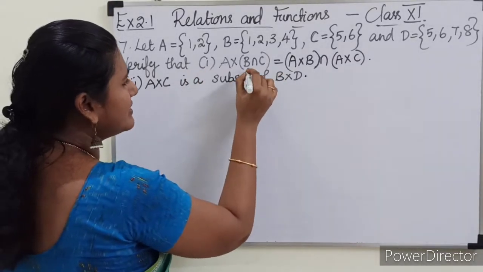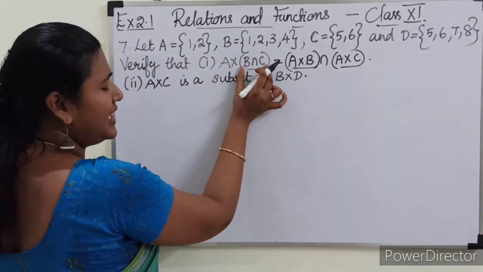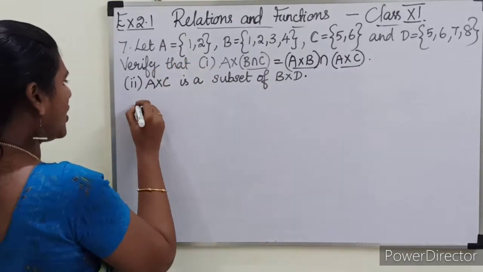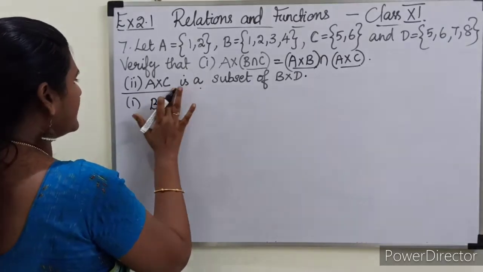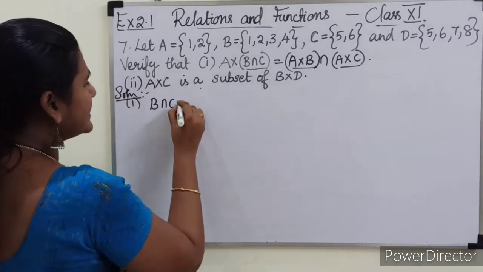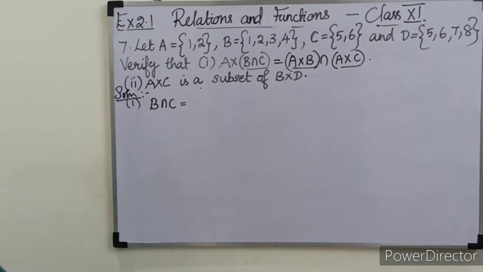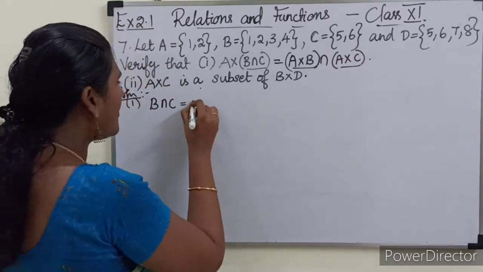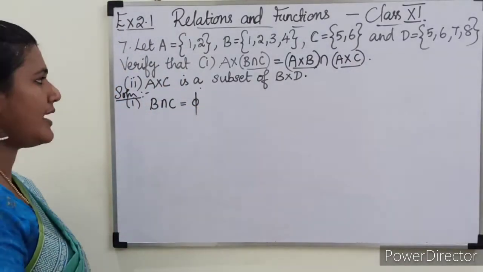So what are the things we need for the first part? We have to calculate B intersection C, then A cross (B intersection C). So the left side we will find out first. B intersection C, so this is our solution. The intersection of two sets. Do we have any common element here? 1, 2, 3, 4 and 5, 6. There is no common element. That is, B intersection C is the null set or empty set.